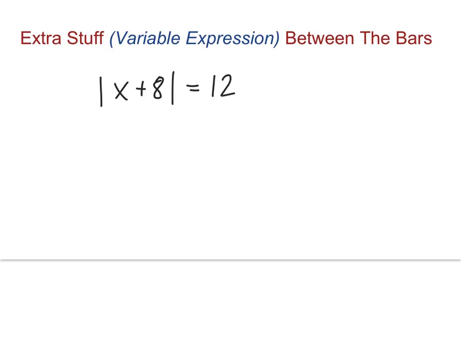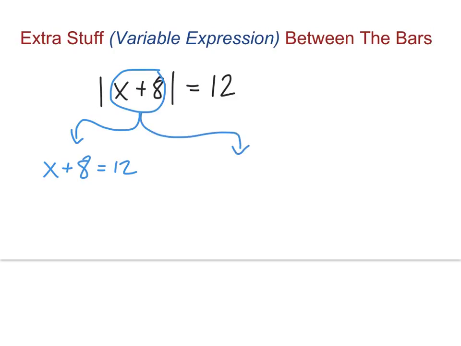Now, just like before, we have to consider two possibilities. It's possible that whatever x plus 8 is actually equal to 12, because that would give an absolute value of 12. So over here, we're going to try and solve x plus 8 equals 12. But it's also possible that x plus 8 might equal negative 12. And then after we do the absolute value, we end up with positive 12. So we have to check that possibility as well. Just like before, there are two cases.